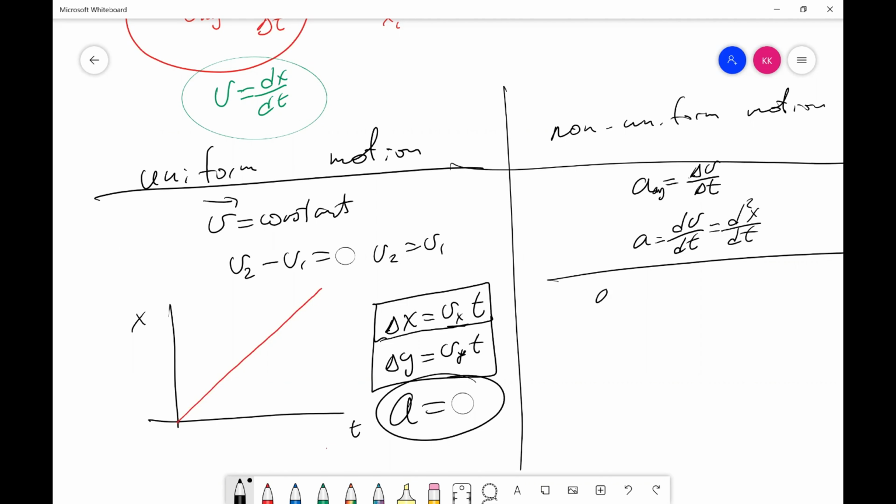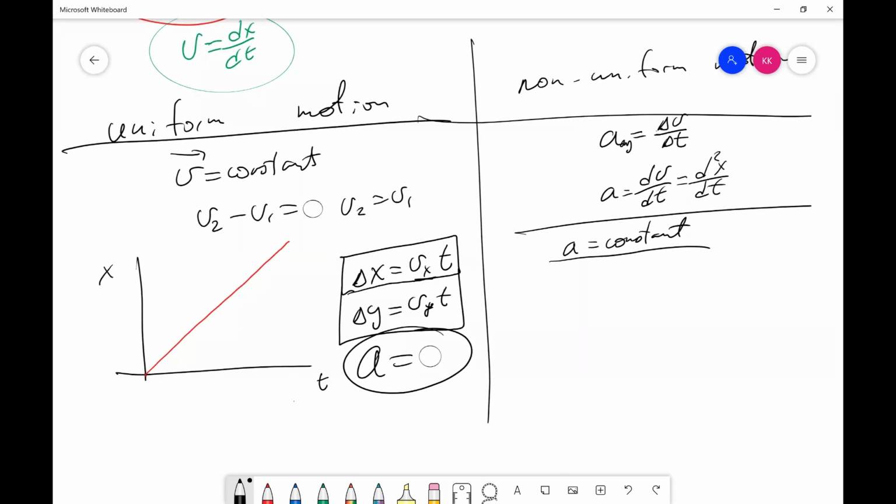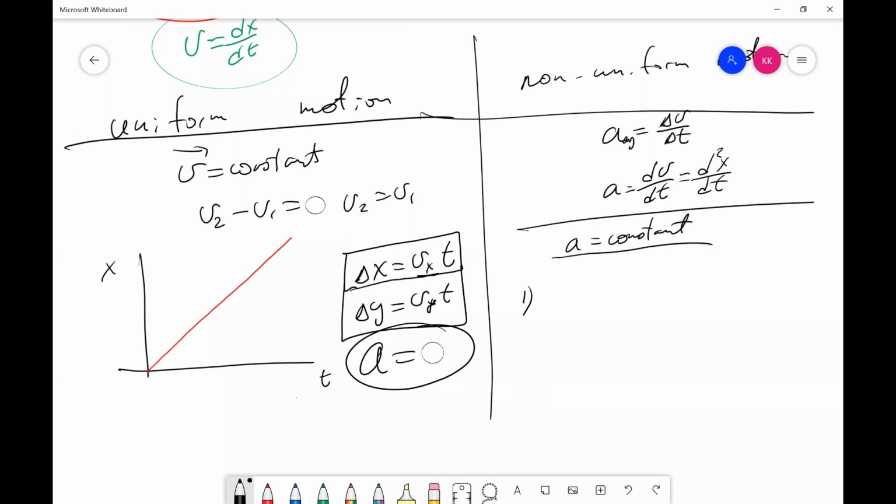Then we looked at the special case where the acceleration is constant. That means the rate at which you change your velocity is constant, which, since acceleration is constant, allows us to get those kinematic equations. Then we had those 4 kinematic equations.